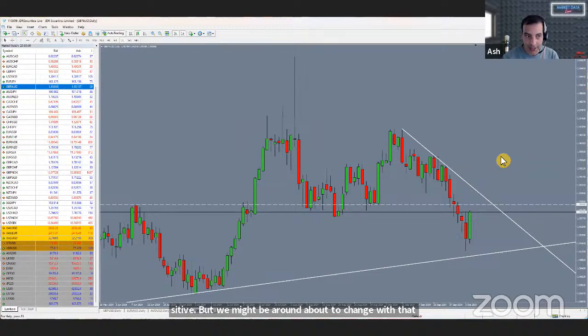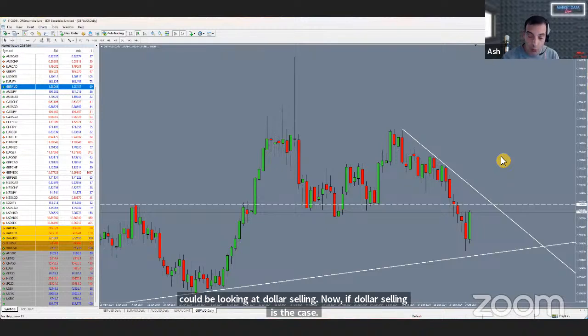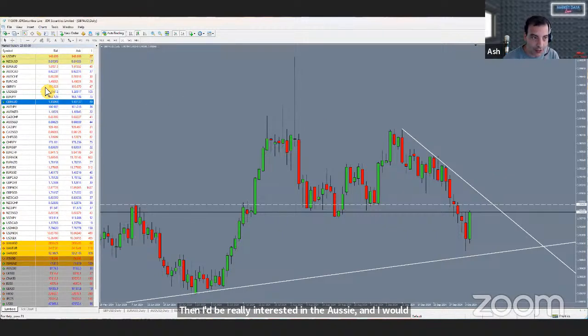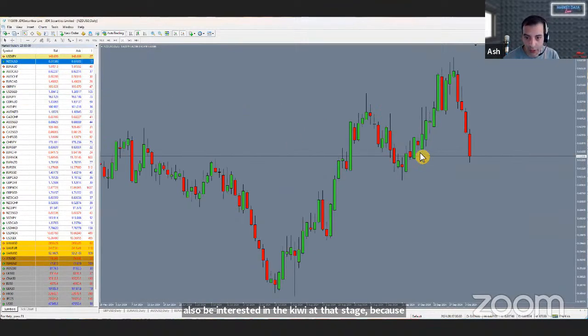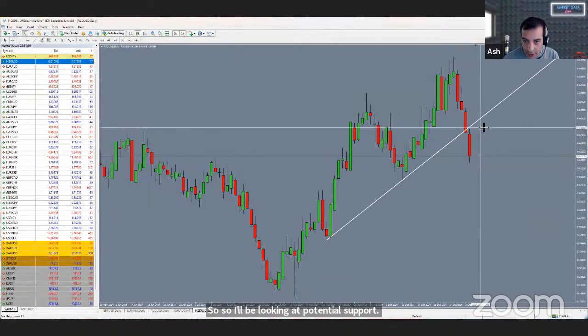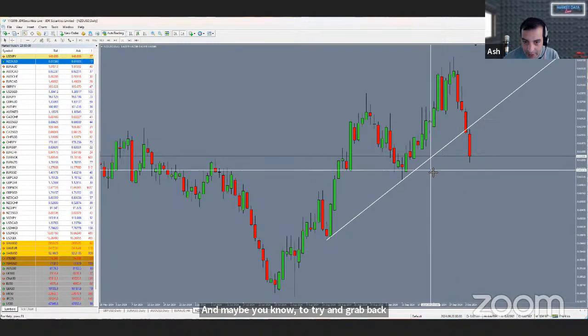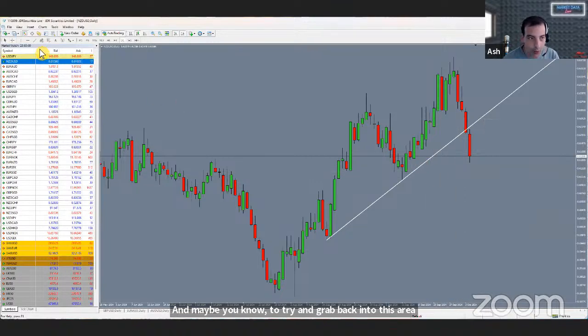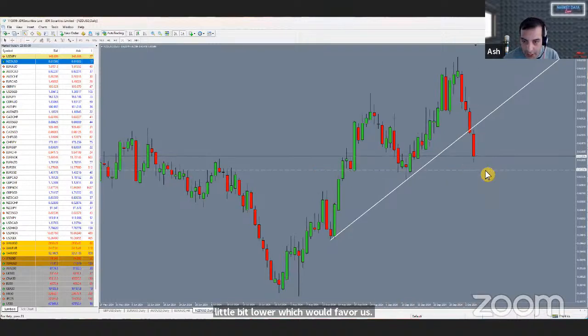Now, if dollar selling is the case, then I'd be really interested in the Aussie, and I would also be interested in the Kiwi at that stage because they would have also delivered their rate decision. So Kiwi dollar could also be of interest, and that's at a decent move to the downside. So I'll be looking at potential support and maybe to try and grab back into this area here. Maybe a little bit lower, might come down just a little bit lower, which would favor us. But if it arrives down here Monday and Tuesday, then I'd be looking at a rally into Thursday.